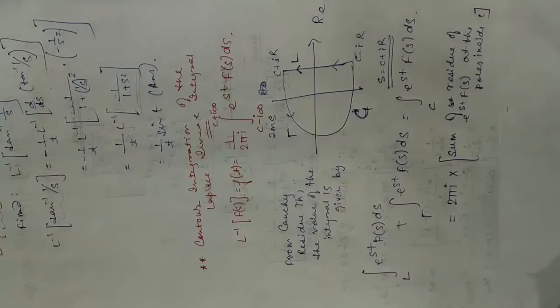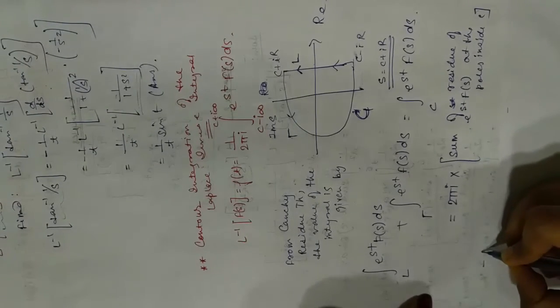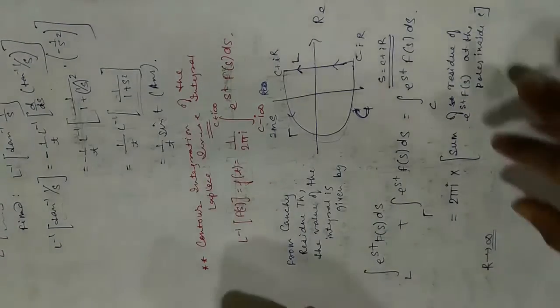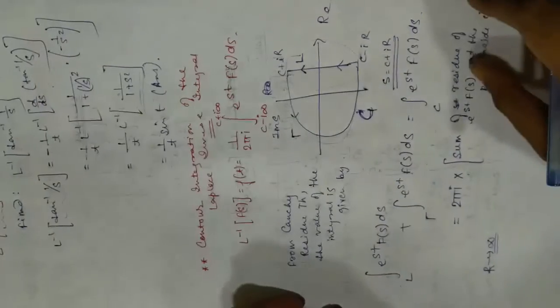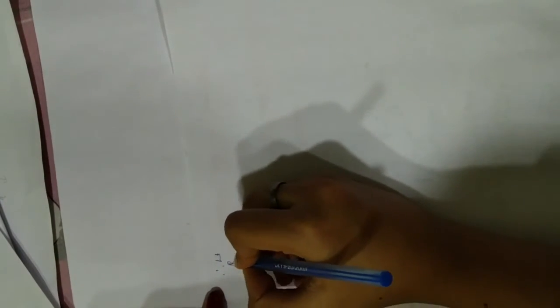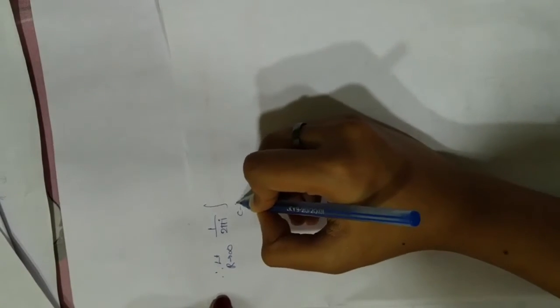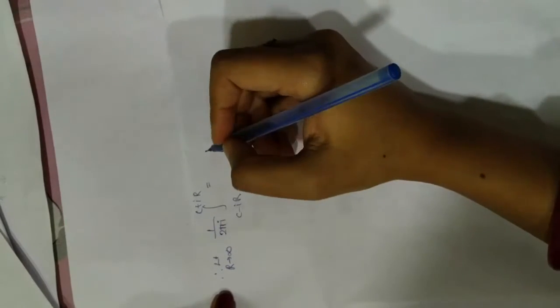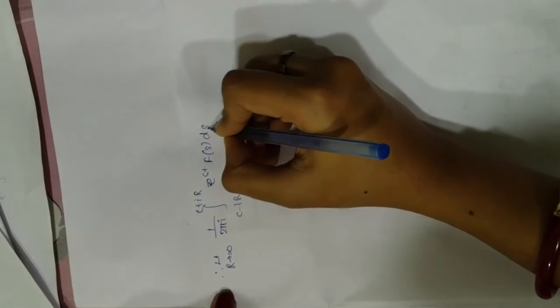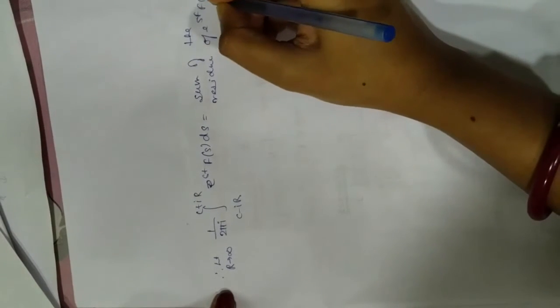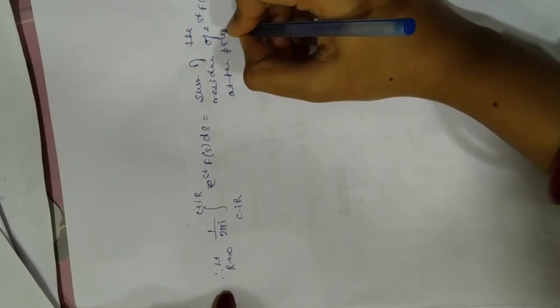So we can apply this formula. Now as R tends to infinity, the integral along this curve totally vanishes. That is the case with most of the functions we will encounter. So we will be left with only this integral along L, right? Therefore, in the limit R tending to infinity, we are only left with the integral along the straight line which we require, c minus iR to c plus iR, e to the power st F(s) ds, which is equal to the sum of the residues of e to the power st F(s) at the poles of F(s) inside C.